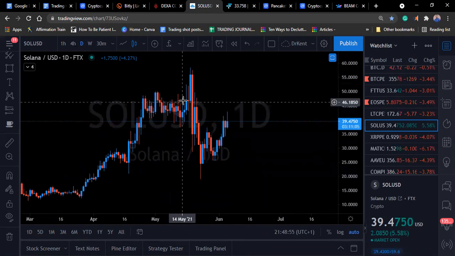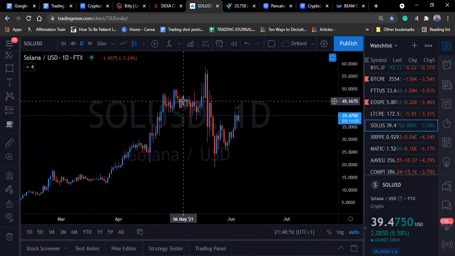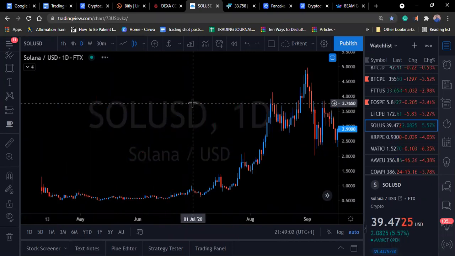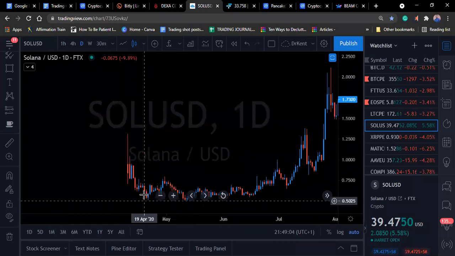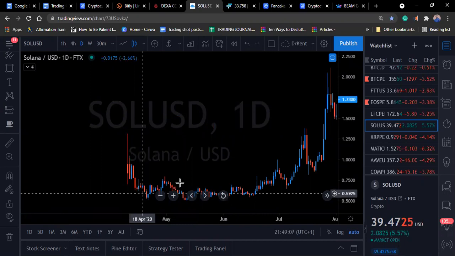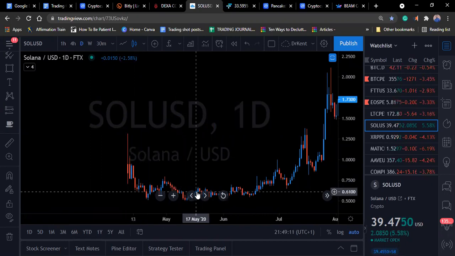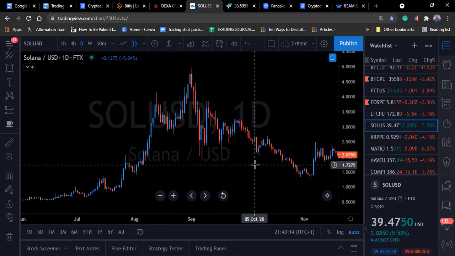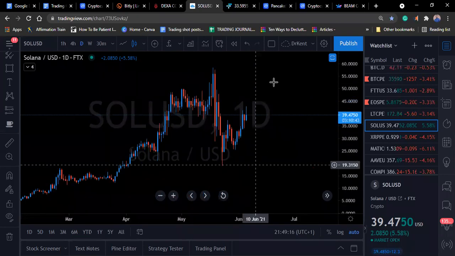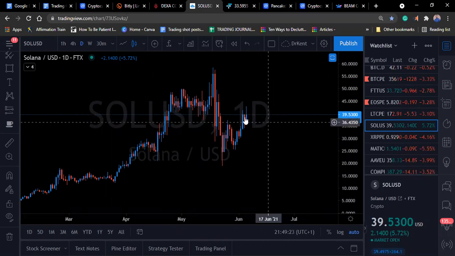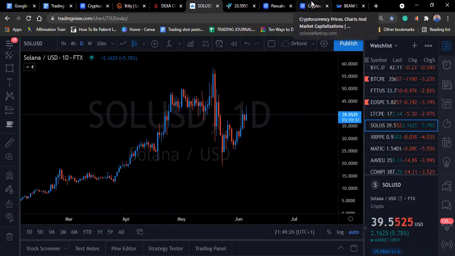So I decided to go and read about it and found out it's a great project. Now, it has moved from around less than $1. As at May, Solana was less than $1. It has moved from, let's even say it was at $1, and went as high as $50. But why did it go this high? Now, let's go and read about Solana.